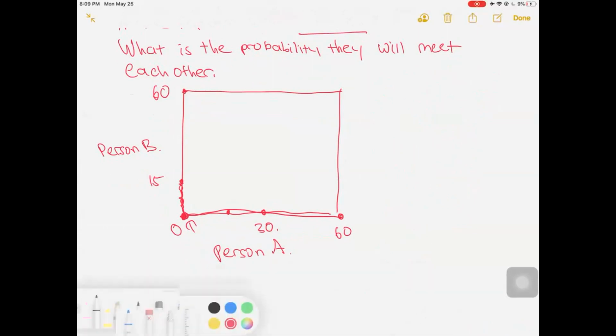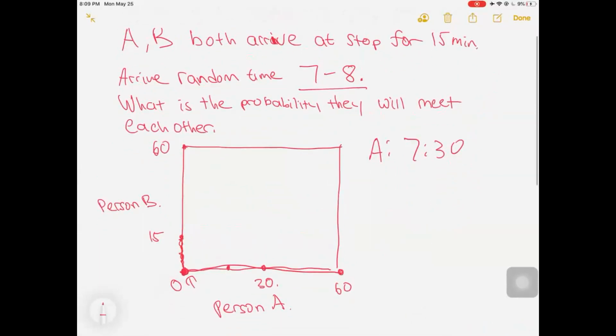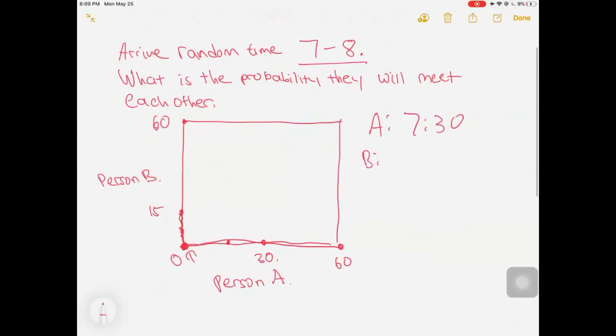Okay. So let's say person A arrives at 7:30. So that means in order for them to see each other, person B must arrive in between 7:15 to 7:45. So when we graph 30, we graph the ranges from 15 to 45. So that's the line of possible outcomes for person B.